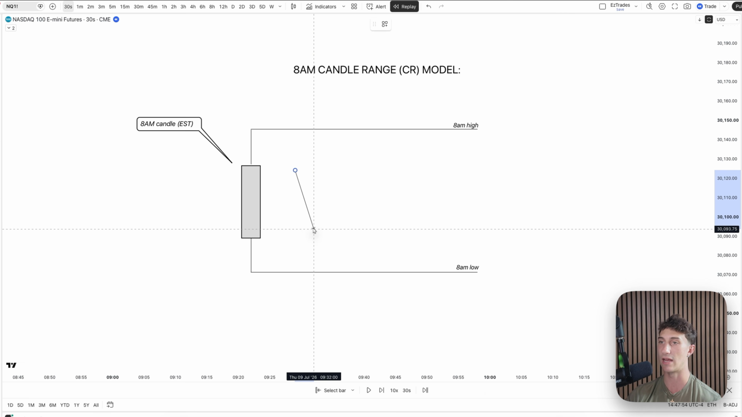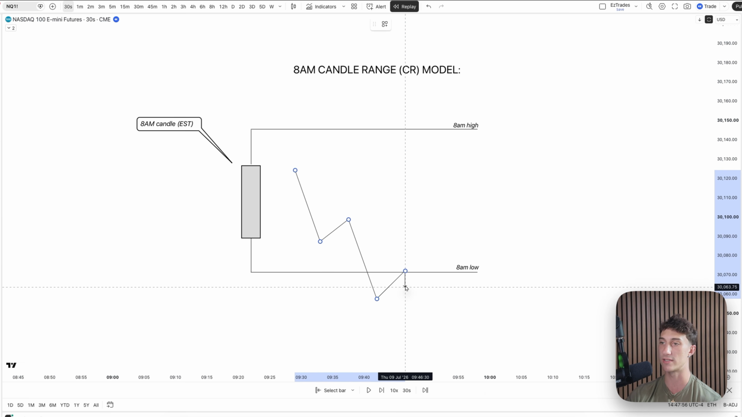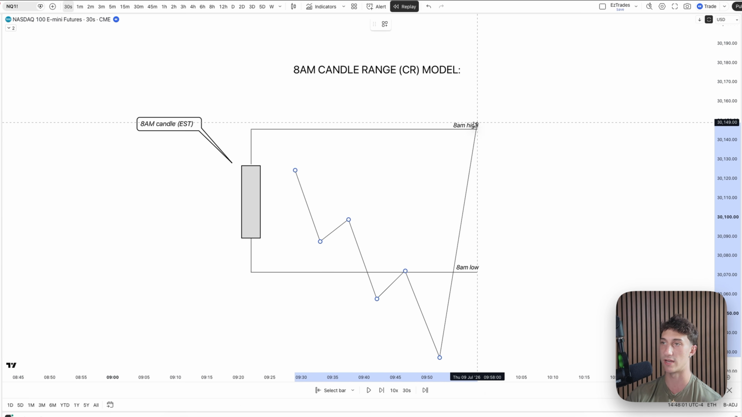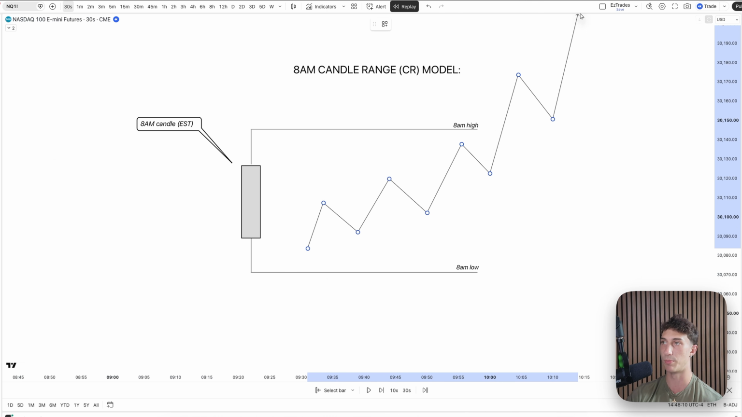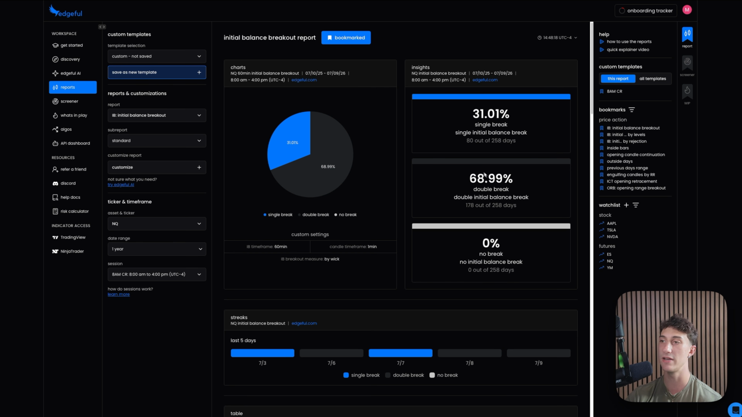So if you're looking at the 8 a.m. candle, that would mean that the low gets taken out and price never ends up revisiting or taking out the high. Or it could be the opposite, price takes out the high and then it goes bullish on the day and never returns to the 8 a.m. low. You can see here that around 70% of the time, price will give a double break.